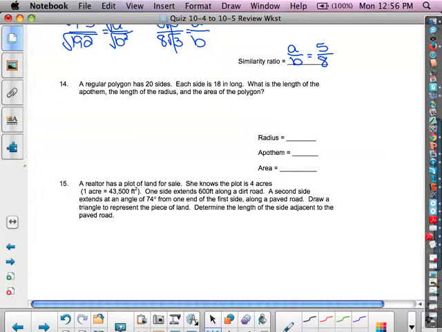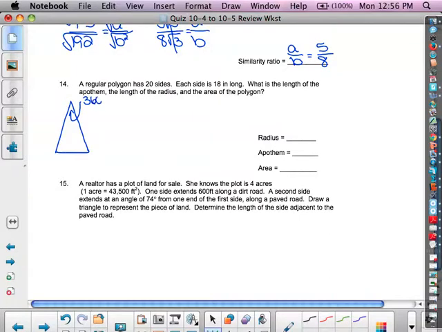Okay, next, a regular polygon has 20 sides. Each side is 18 inches long. What is the length of the apothem, the length of the radius, and the area of the polygon? So now I have a regular polygon. It has 20 sides. I'm just going to draw that triangle formed by 2 radii.